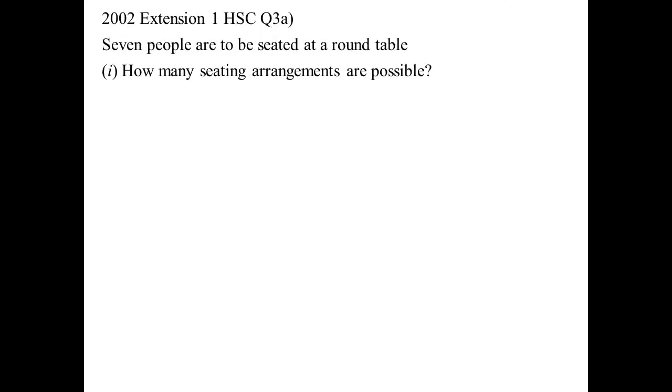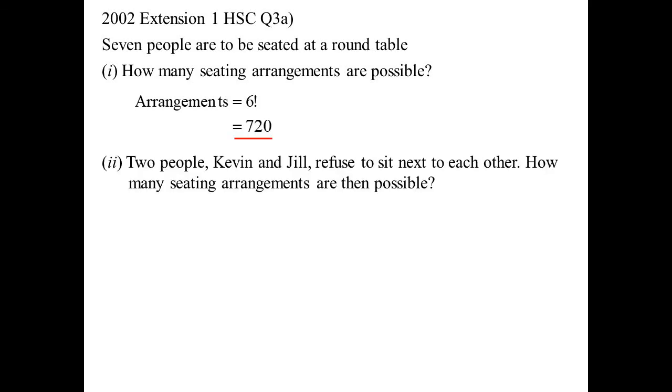Let's have a look at an HSC one. 7 people sitting around the table. Part 1, how many arrangements possible? Okay, 7 people. There's no one in the circle at this stage, so we subtract 1, going to be 6 factorial ways of doing it. 720. 2 people, Kevin and Jill, refuse to sit next to each other. How many arrangements are now possible?